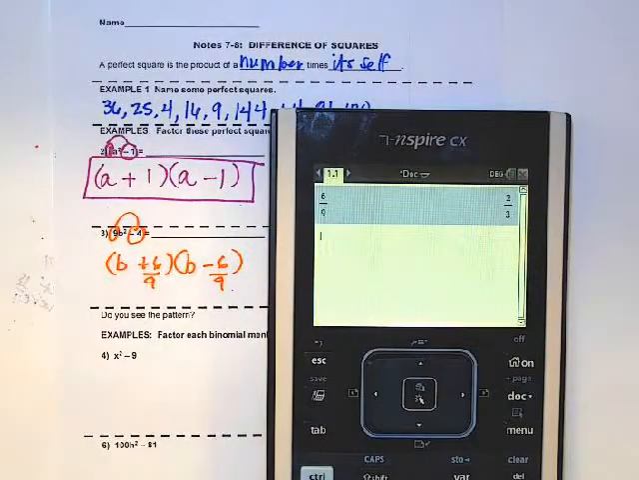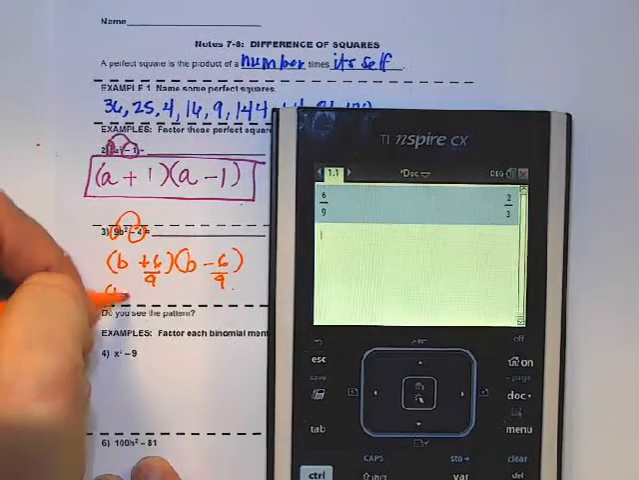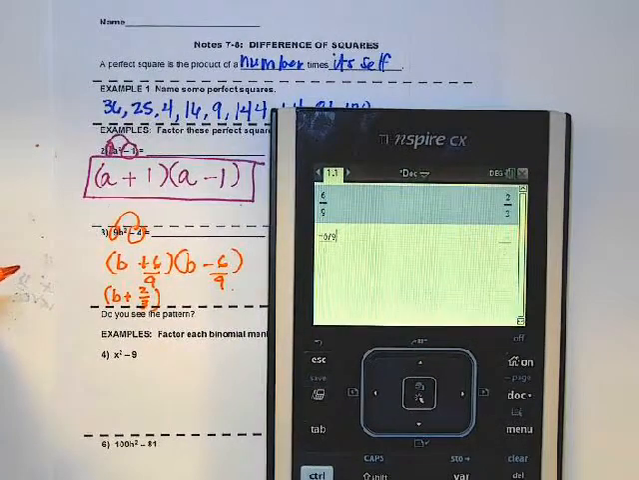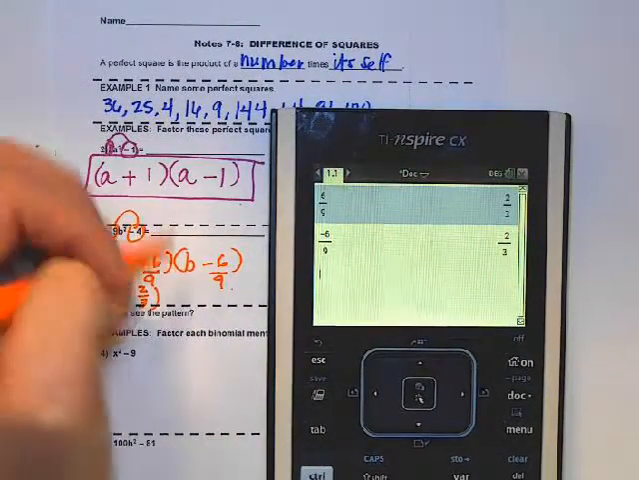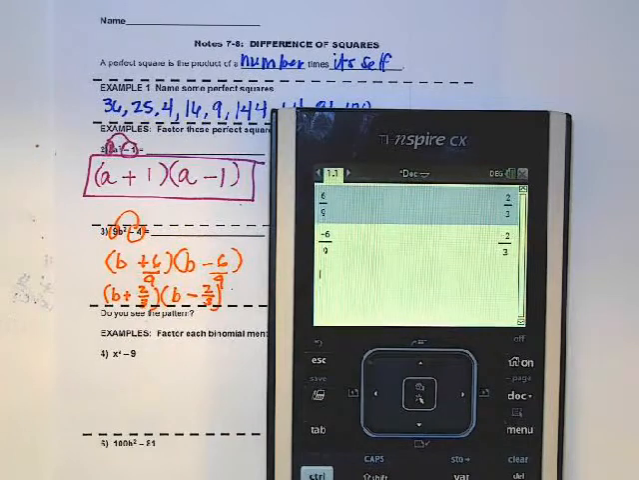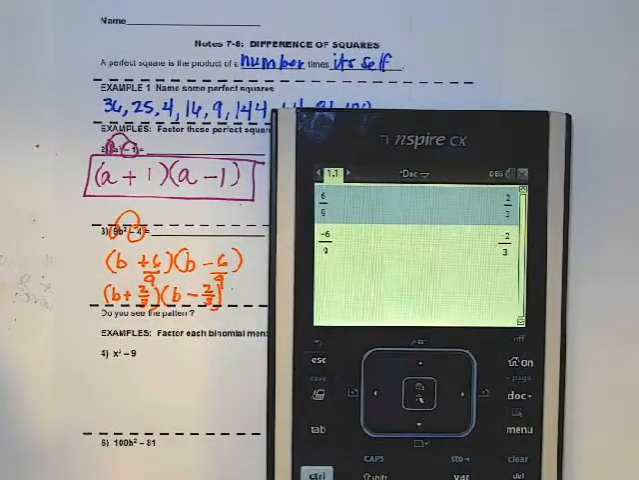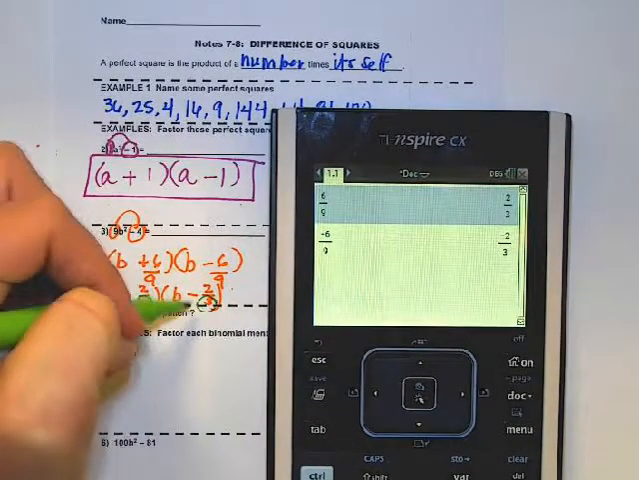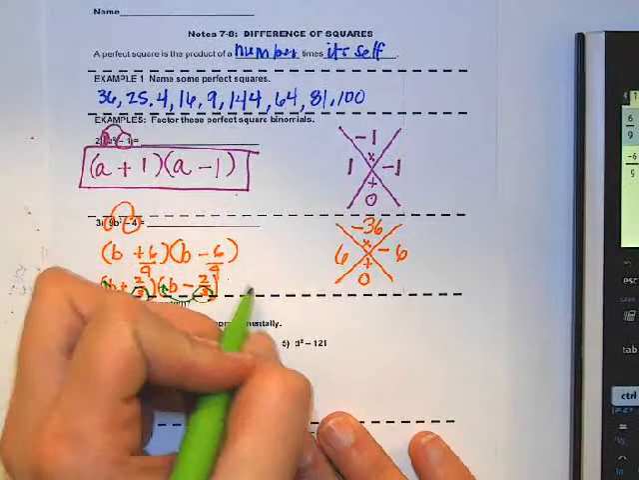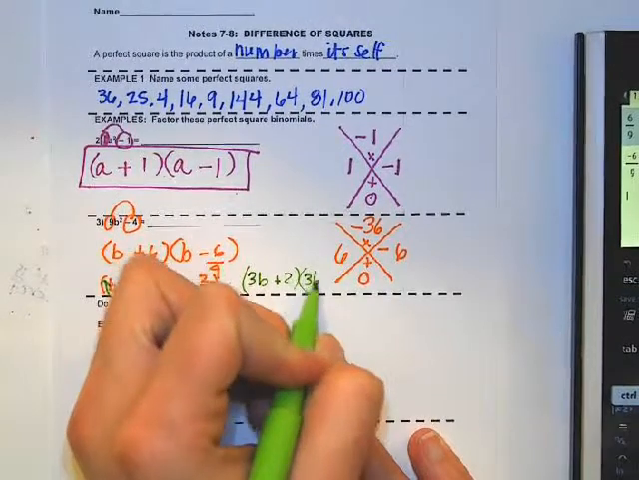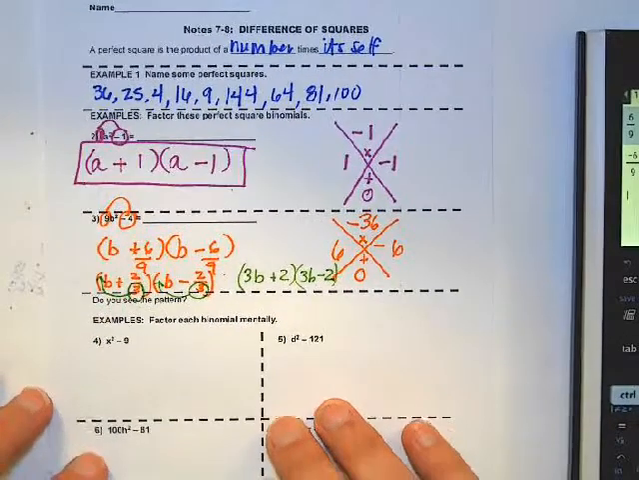Okay. So now what? This is really B plus 2 over 3. Okay. What about -6 divided by 9? -2 over 3. I'm not done. B minus 2 over 3. Okay. Can I have a fraction? No. So what do I need to do? Put that bottom number and bump it where? In front of the B. So this is really 3B plus 2 times 3B minus 2, and that's my answer.